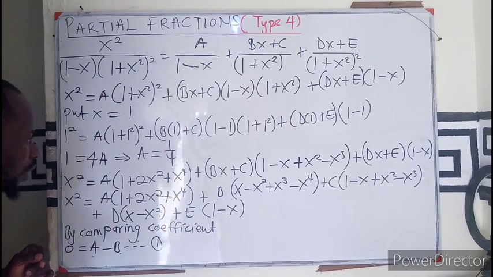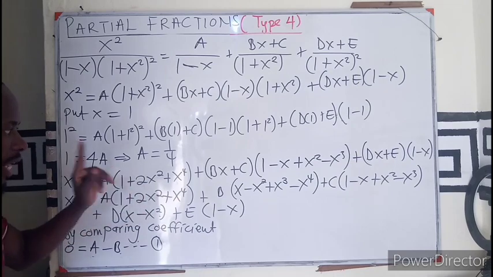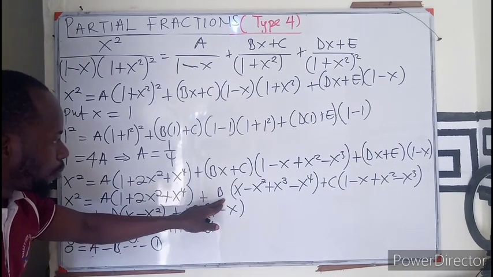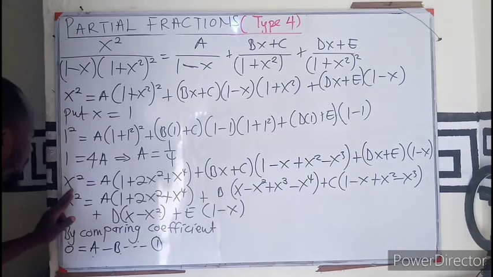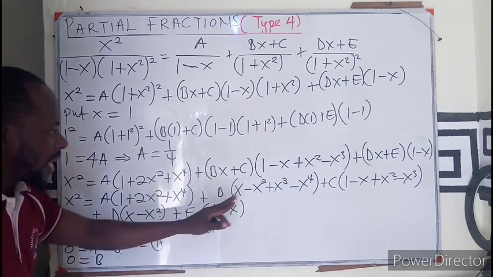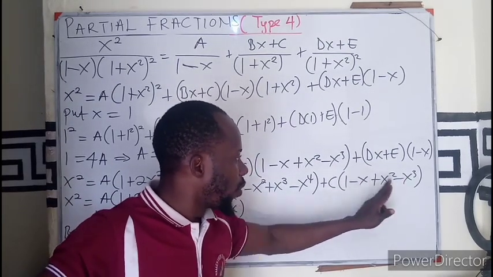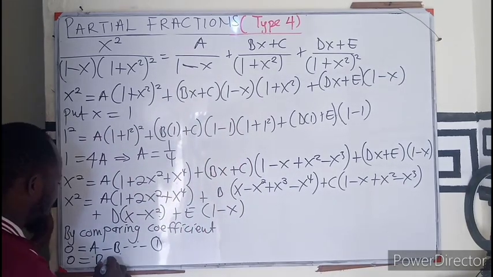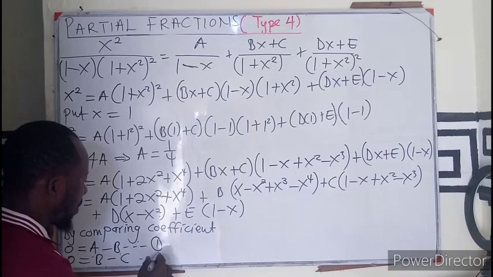Alright, let's go to x to the power 3. A doesn't have anything like that, so I leave it behind. I go to B, which is having that, but it's positive. We don't have it on the left, so that will also be 0 equals B as the first term. I have a power of 3, so C will be negative. So negative C. Do I have D? No. That becomes equation 2.